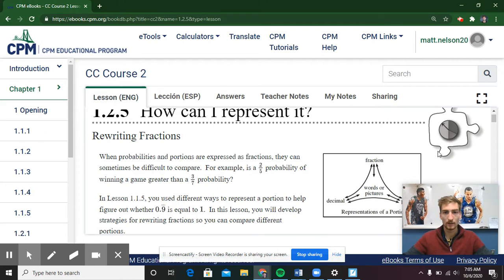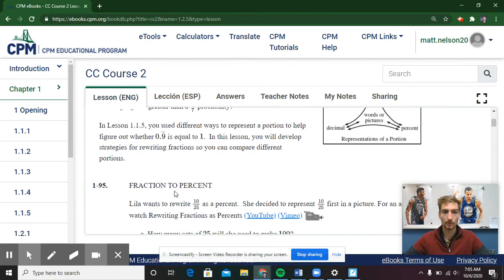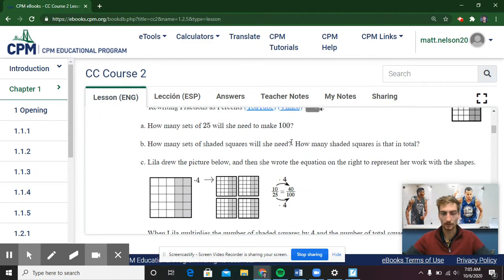All right, so it says when probabilities and portions are expressed as fractions, they can sometimes be difficult to compare. For example, is 2/5 probability of winning a game greater than 3/7 probability? So far we've used different ways to represent a portion to help figure out whether 0.9 repeating is equal to 1. And so in this lesson, we're going to develop strategies to rewrite fractions so you can compare different portions. All right, let's top one here.